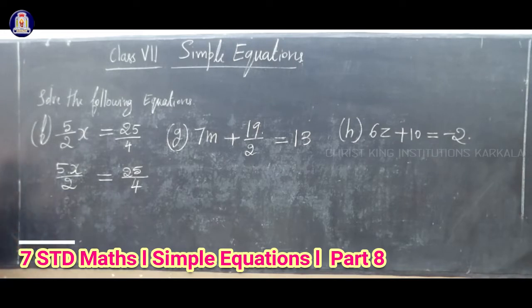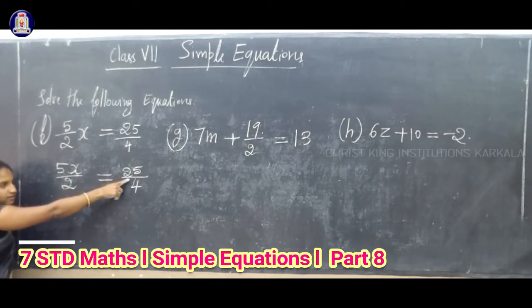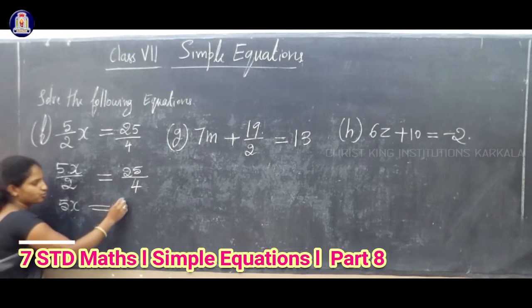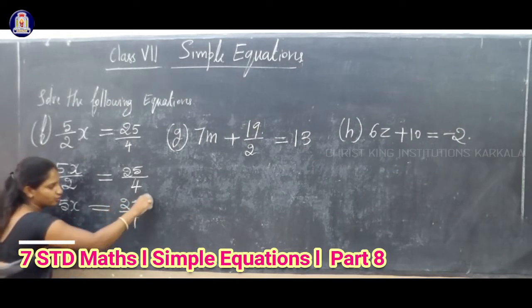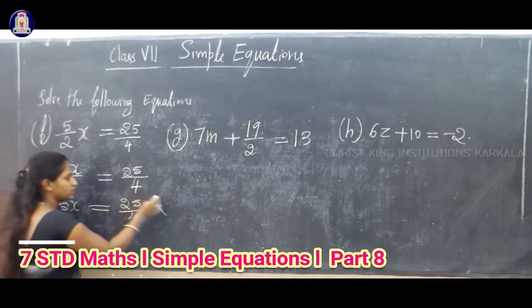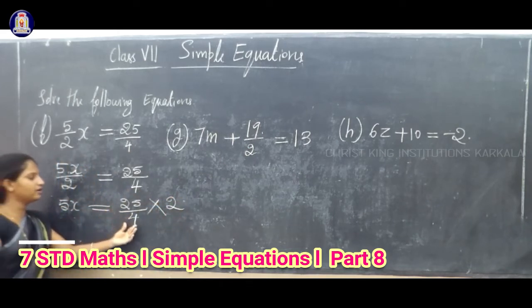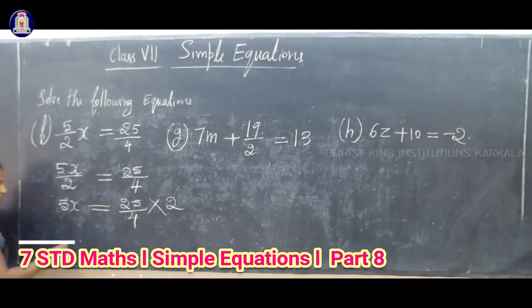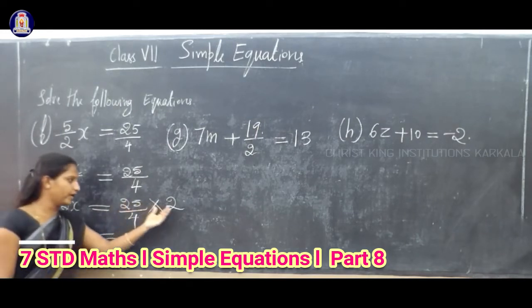Okay. So now how to simplify? See here, this 2 is in the denominator. So how to remove this denominator? 5x will stay in the same place, and this 2 you have to multiply to the right hand side. Clear? This 2 is multiplied to the right hand side because it is divided. So we get 25 by 4 into 2. So on the left hand side we get 5x, and 5x is equal to 25 into 2 over 4.